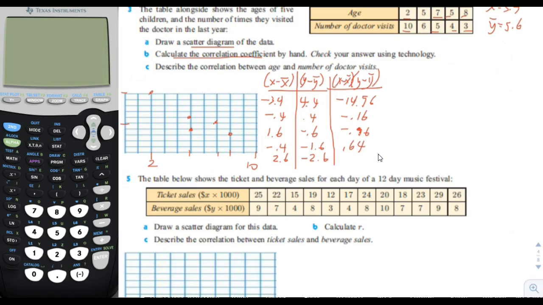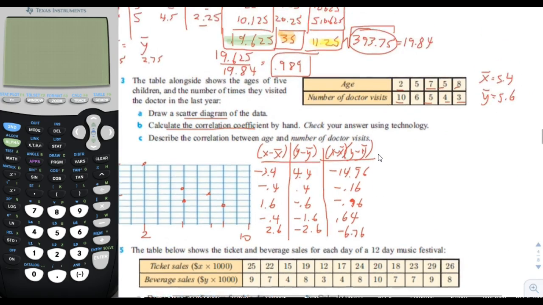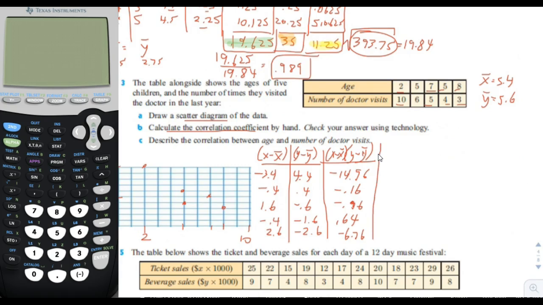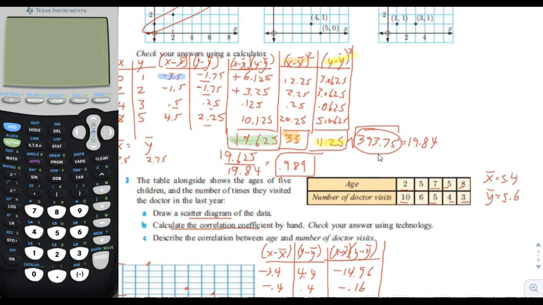0.64. Last one, 2.6 times 2.6 is negative 6.76. Okay. So that's what I get for multiplying x minus x bar times y minus y bar, which is going to be used in the R equation, or the R formula.